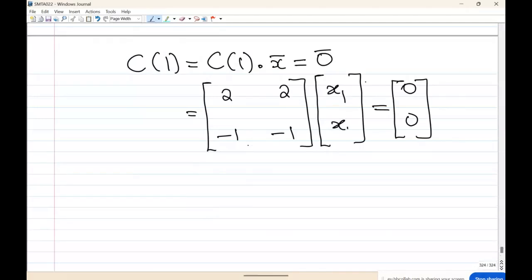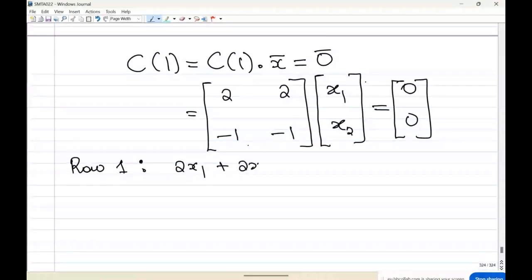If you multiply row by column, do you see that on row 1, you are going to get 2x1 plus 2x2 will be equated to 0. Do you see it? Yes. And then I guess you'll agree that x1 will be equals to negative x2. Do you agree? Yeah. It's correct.